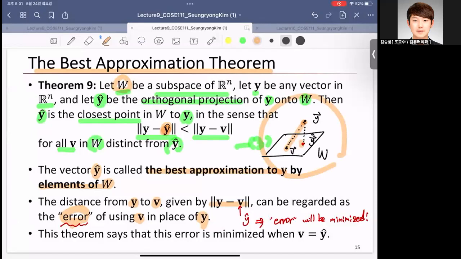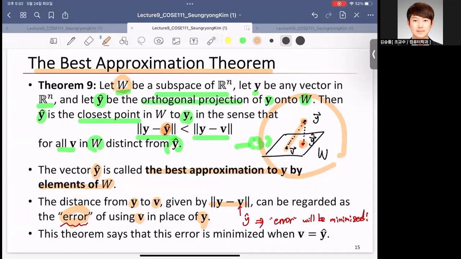Then y hat is the closest point in W to the vector y in the sense that the length of y minus y hat is smaller than the length of y minus v, where v is an arbitrary vector in the W space. In other words, y hat is the closest point from y to subspace W. It was the best approximation theorem.